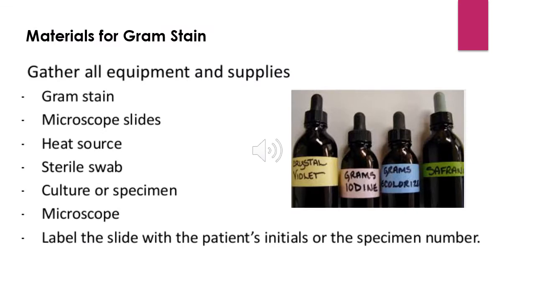These are the materials for your gram stain. So label and prepare all the staining materials, and prepare a clean, oil-free microscope slide. You have to have a heat source for heat fixing, and culture and specimen.